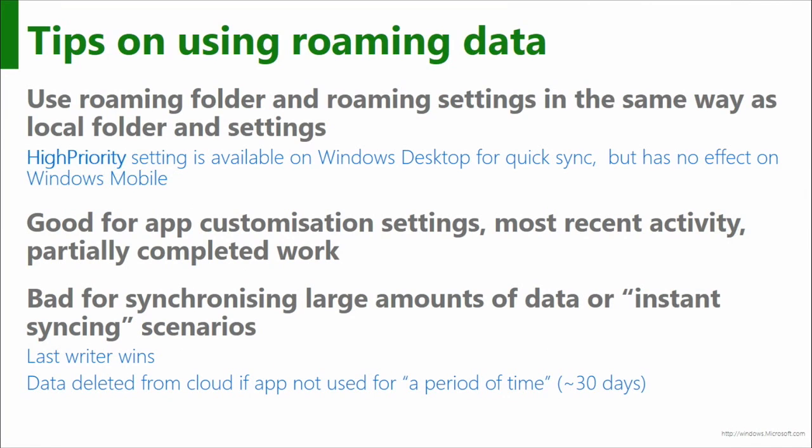Right, some tips on using the roaming data. It's just a regular folder and setting. There is that high priority setting I mentioned, which is of limited utility, but does at least allow a quick sync on Windows desktop. To be clear, HighPriority is the name of the setting, so when you put it into the dictionary, you call it HighPriority. You could put one of those composites in there. It's not just a single value. So you could put a bunch of settings into it, but you give the key HighPriority, and the framework will prioritize. Including a serialized JSON string if you wanted to have just an object.